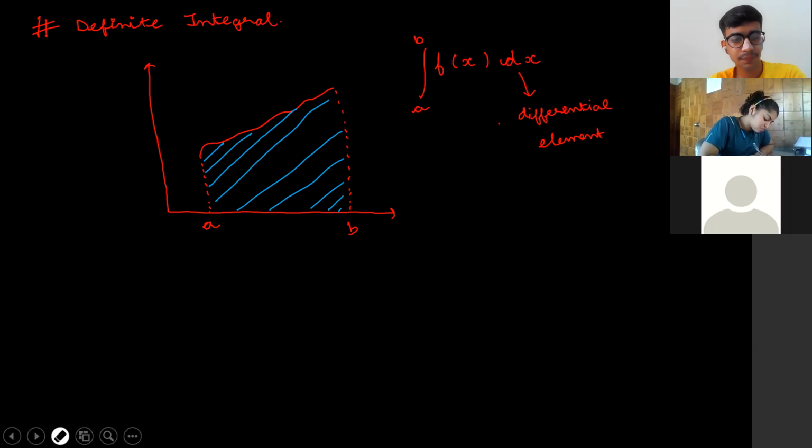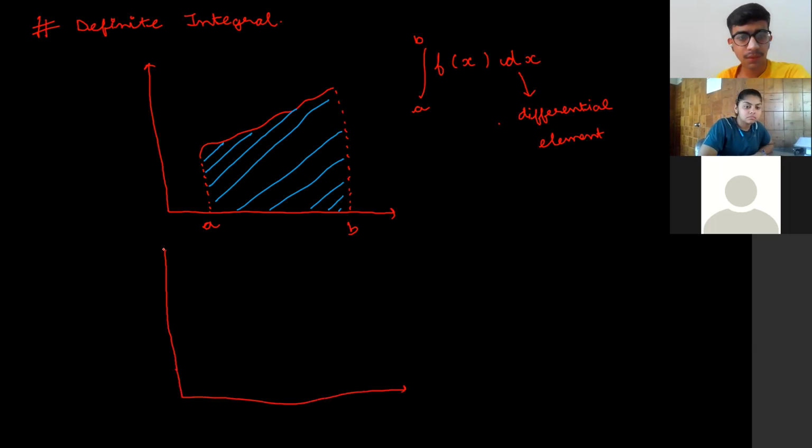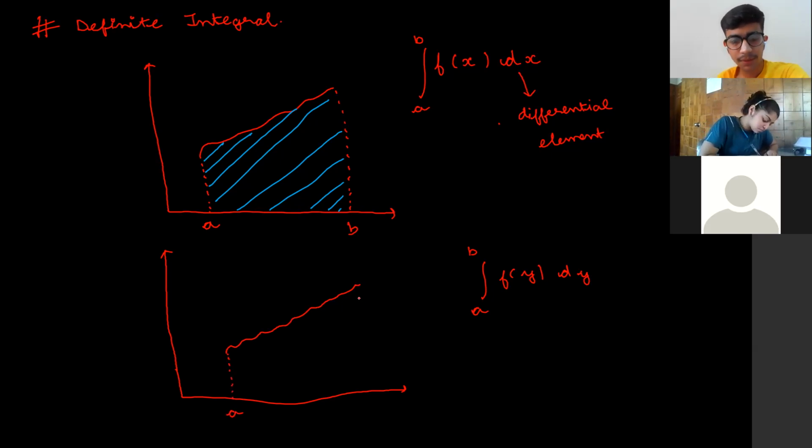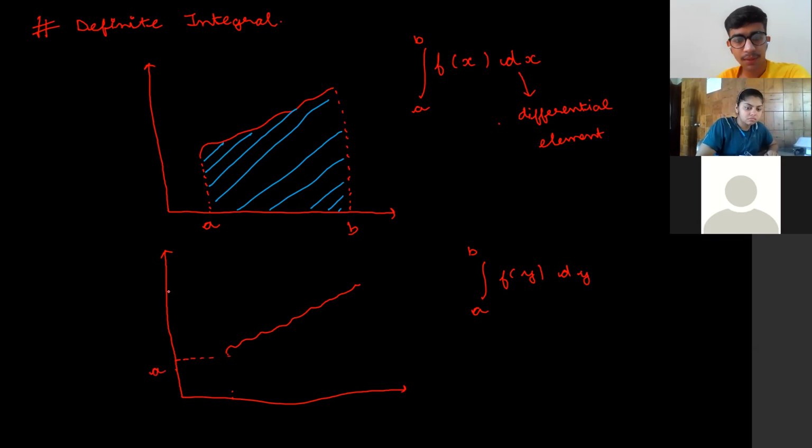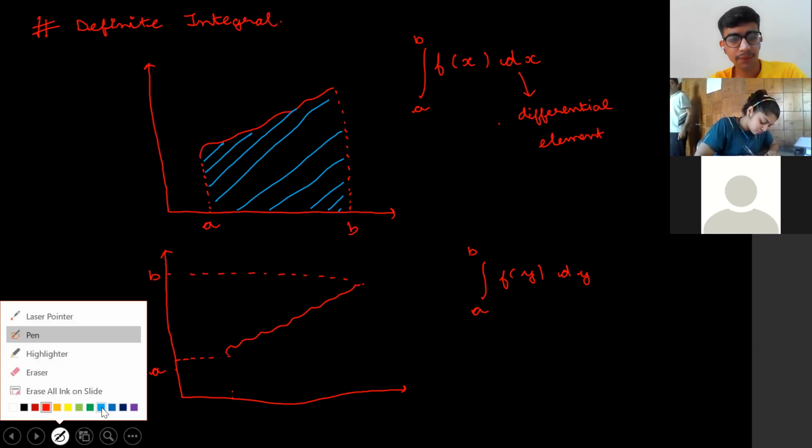Similarly, let's say we have the integral of f(y) dy. Now the differential element has changed to the y-axis. Earlier it was the x-axis, so we were able to calculate the area bounded by the x-axis. Now we have the integration from a to b of f(y) dy. So let's say again f(x) looks like this. One second, this will not be a. Actually, this will be a, because y is now a and y is now b. So this particular thing is a and this is b. So the integration of f(y) dy from a to b will give this area now.